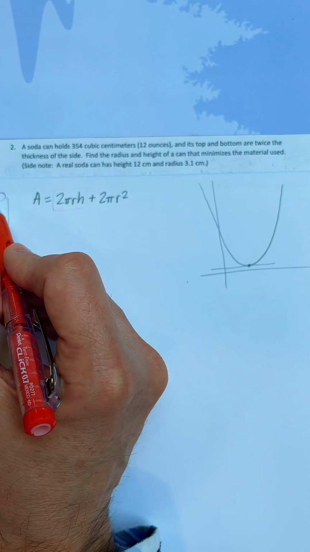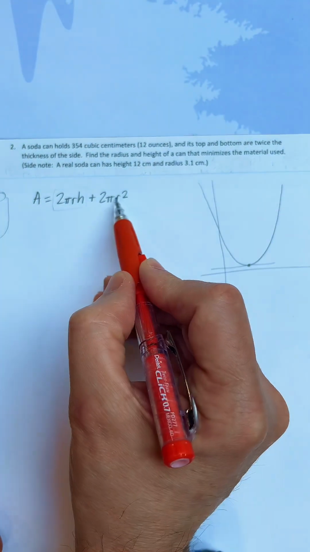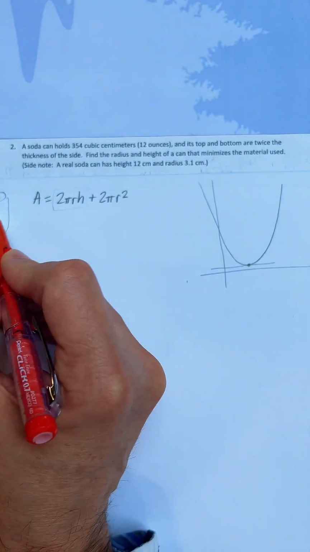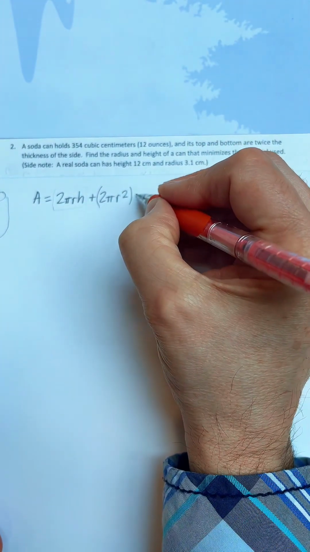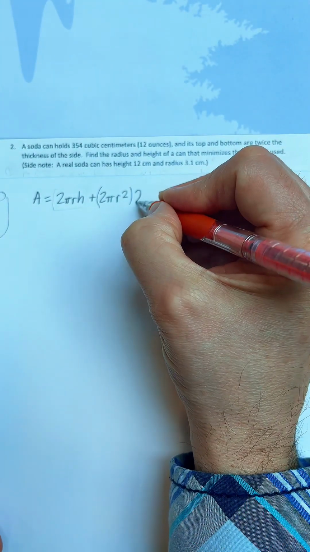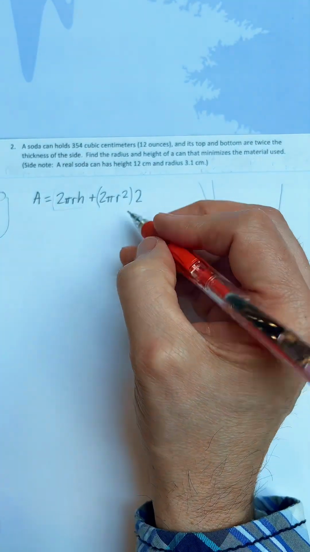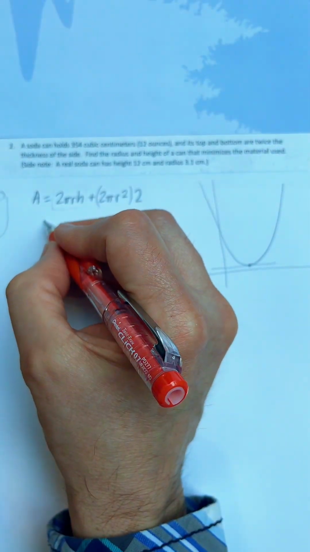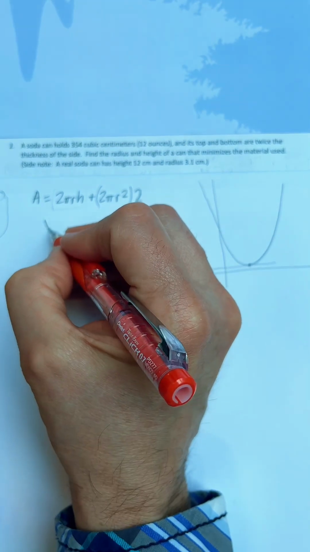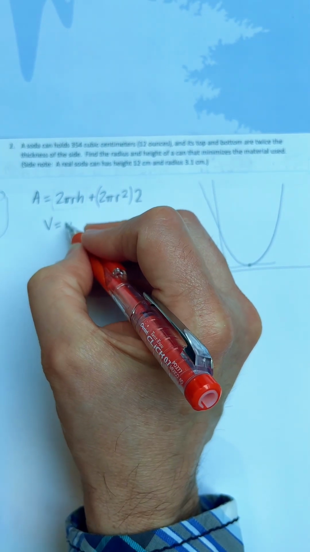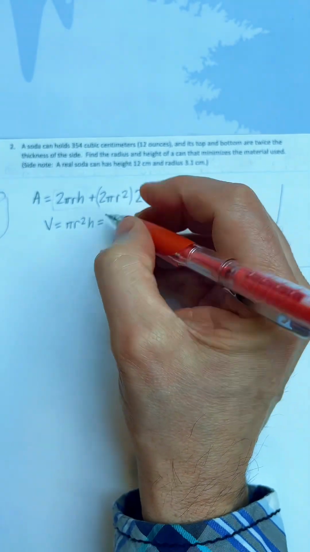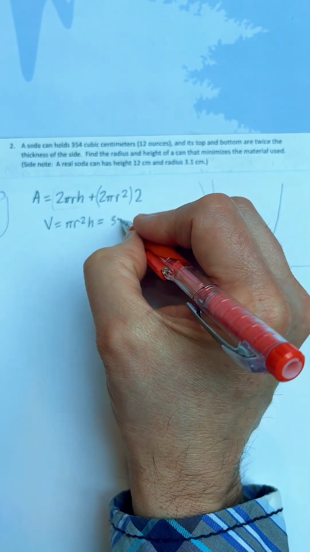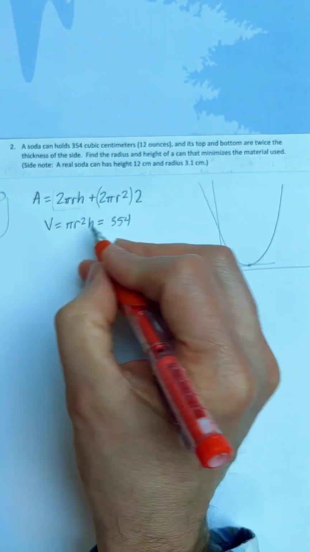And this part is where we have the pi r squared, the circle part. So since it's twice the thickness, we're gonna double that. We also know that the volume is pi r squared h, which is actually equal to 354. And so I can set that up right away.